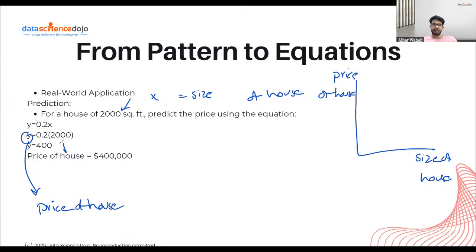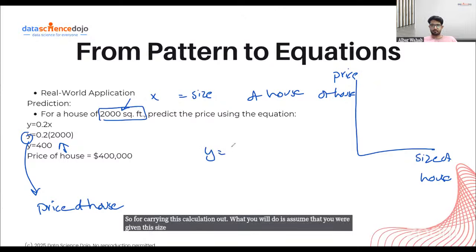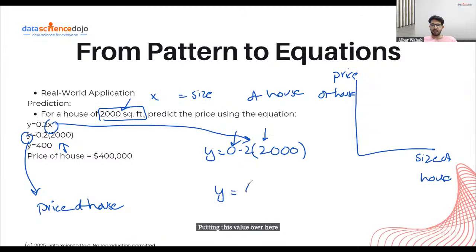So for carrying this calculation out, assume that you were given the size 2,000 square feet. All you have to do is multiply it with the slope. Putting this value over here, you end up with y as 400. That means if the size of your house was 2,000 square feet, your price of house will be $400,000. This multiplied by 1,000.